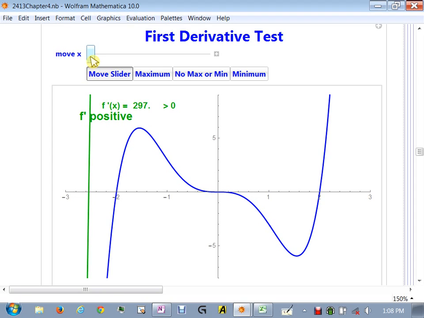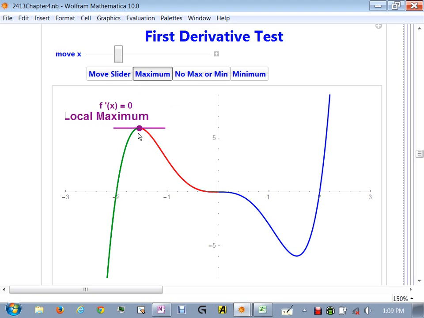We have a positive derivative here. There's a local max up there, right? Because it goes from positive to negative. So there's my maximum. Look at my derivative. It's negative. What about this point right here? What's my derivative right there? 0.